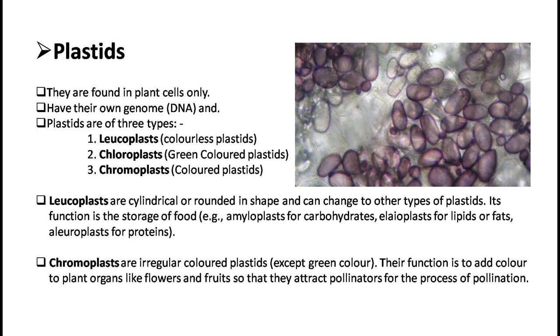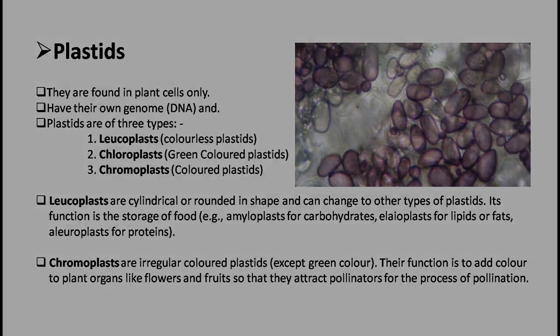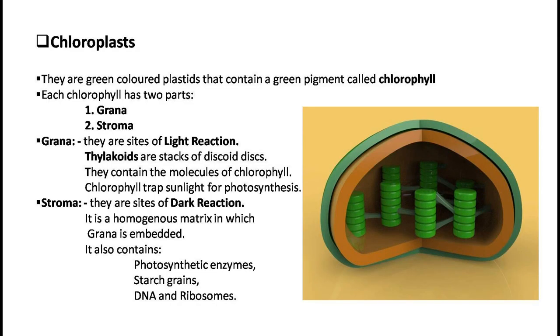Chromoplasts are irregular colored plastids, except the green color. Their function is to add color to plant organs like flowers and fruits so that they attract pollinators for the process of pollination. Now we talk about chloroplast. They are green colored plastids that contain a green pigment called chlorophyll.